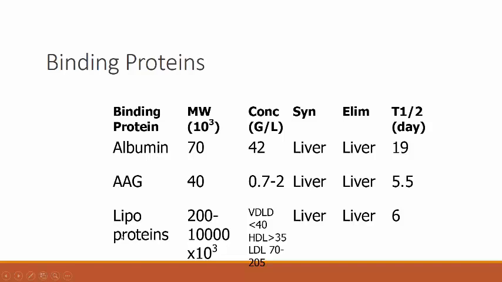And then finally, lipoproteins. So albumin, I'm sure you've heard of in A&P, or maybe in anatomy and physiology. Remember I told you the average molecular weight of a drug is 300. And here what you see is albumin is 70,000. So it's much larger by many magnitudes. Here's the concentration in the plasma of albumin in a normal, average person, 42 grams per liter. It's synthesized and eliminated in the liver, and its half-life is about 19 days.